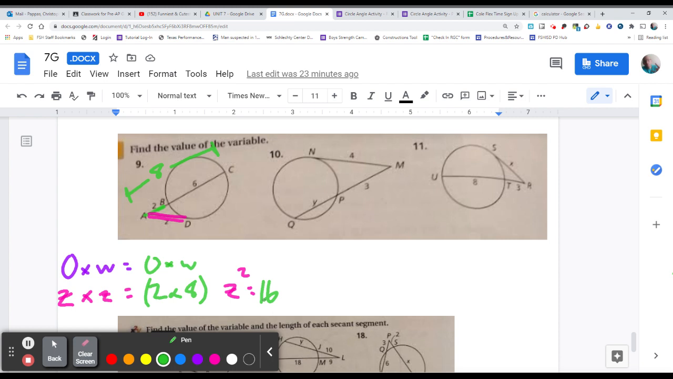Okay, so the same rule applies. Outside times whole equals outside times whole. Okay, but when that thing's a tangent line right there, we just square that thing and we set it equal to outside times whole of the other. Okay, so try these out.